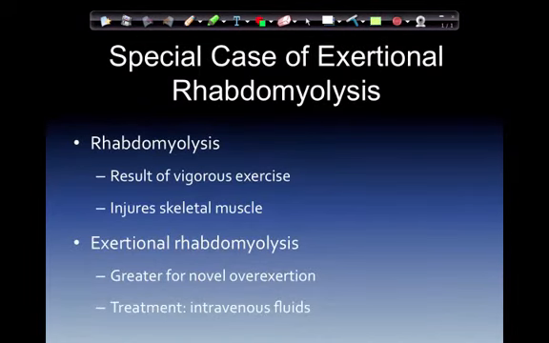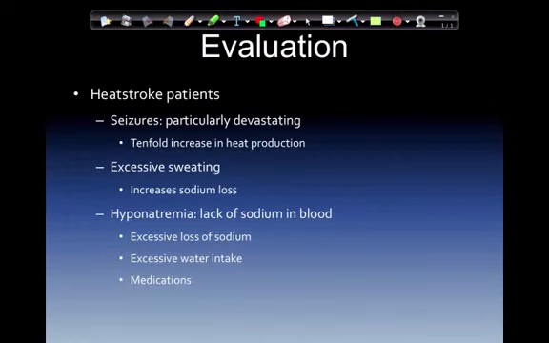Special case of exertional rhabdomyolysis. Rhabdomyolysis is pretty much a condition where the muscles break down, and it results from vigorous exercise that injures the skeletal muscle. Exertional rhabdomyolysis is greater with novel overexertion, and the treatment for this is going to be intravenous fluids. The breakdown of the muscle tissue can actually impede or hamper kidney function.